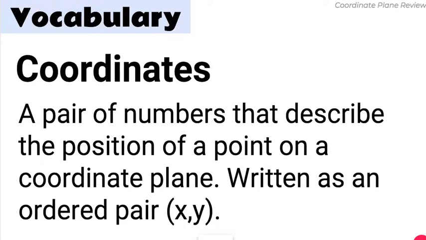On the coordinate plane, you plot points. And those points can be named using coordinates. So coordinates are a pair of numbers that describe the position of a point on the coordinate plane. It's written as an ordered pair x, y. So it gives you directions. If you ever heard in a movie, what are your coordinates? And then somebody gives information about where they're located. So it's like a location. So where's the point located on the coordinate plane? We write them as x, y.